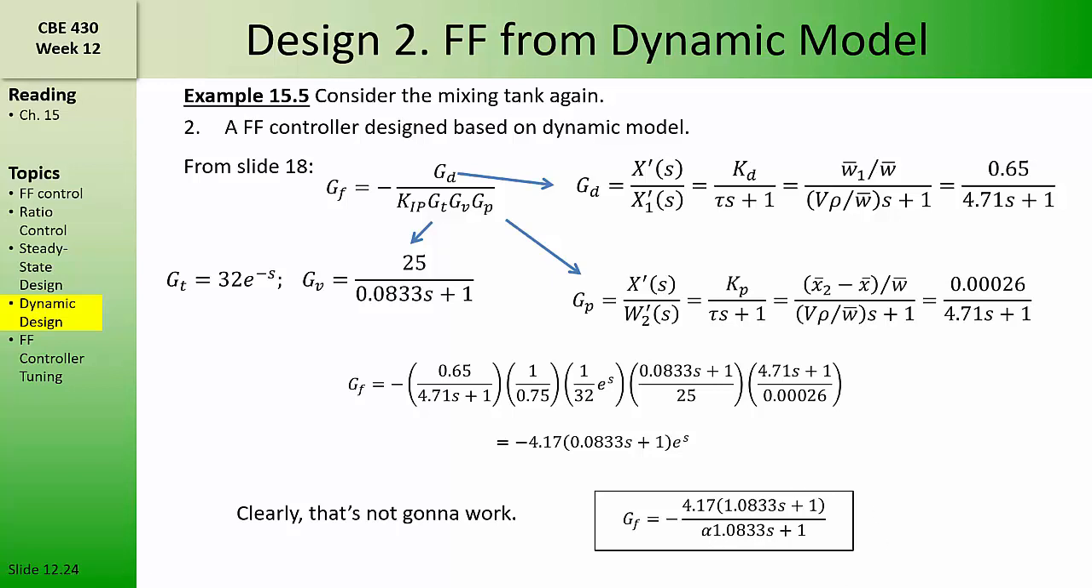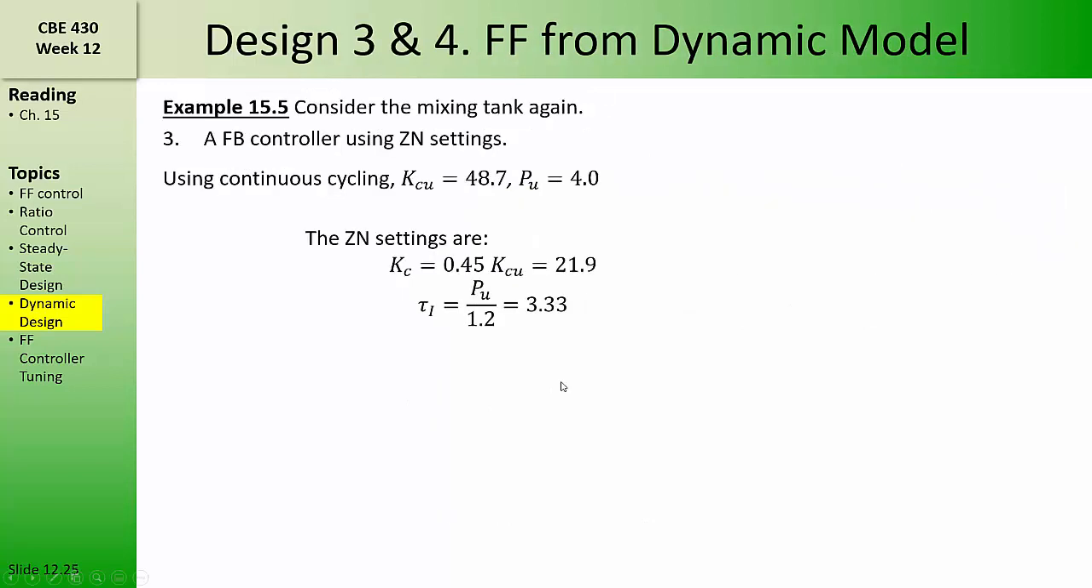Next, we'll design the feedback controller using the Ziegler-Nichols settings. We could use the continuous cycling method, or now we know we can also use the Bode diagram to find the ultimate gain and the ultimate period. And we find that the ultimate gain is 48.7 and the ultimate period is 4 minutes. So based on these numbers, the Ziegler-Nichols settings for a PI controller can be found. The gain should be 21.9 and the reset time should be 3.33.